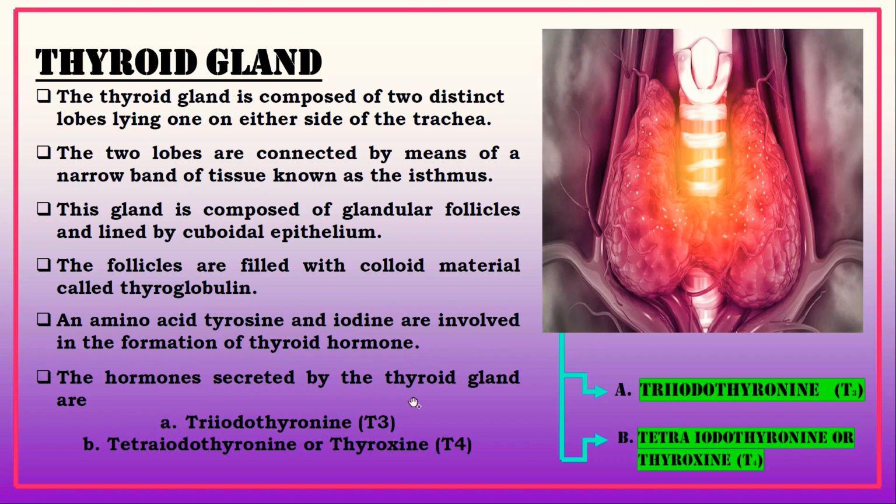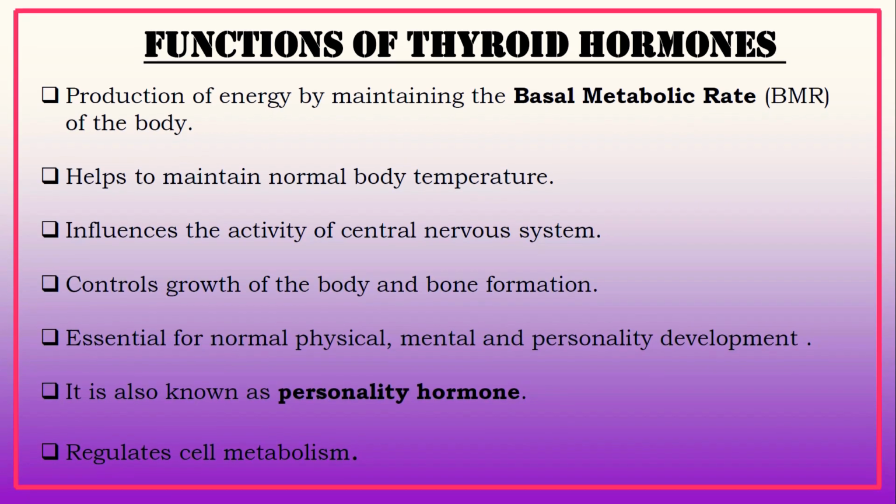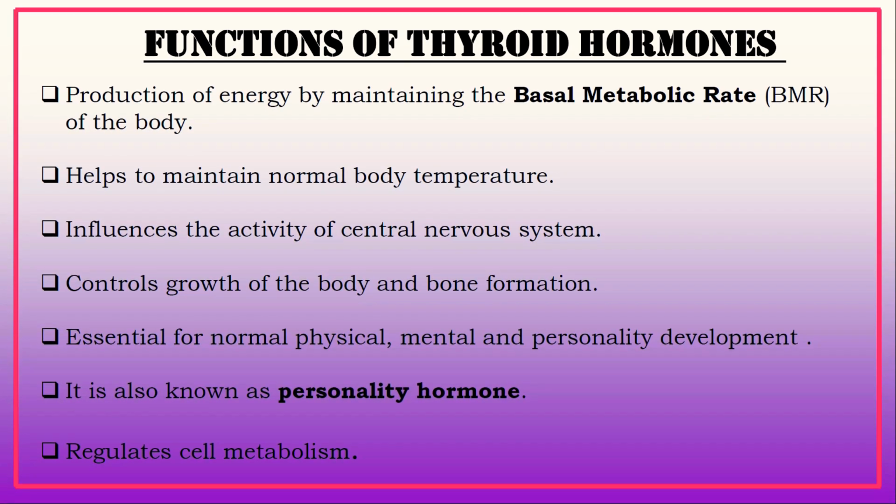The hormones that are secreted by the thyroid gland are triiodothyronine, T3, and tetraiodothyronine or thyroxine, T4. Now let us see the functions of the thyroid hormone. Production of energy by maintaining basal metabolic rate. So thyroid hormones regulate the production of energy by maintaining the metabolism of the body.